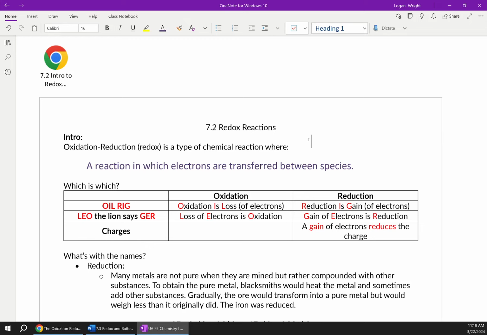And so hundreds of years ago, people figured out if I take iron ore, which is like a reddish rock, and I heat it up really, really high, then it gets lighter and it turns into pure iron.